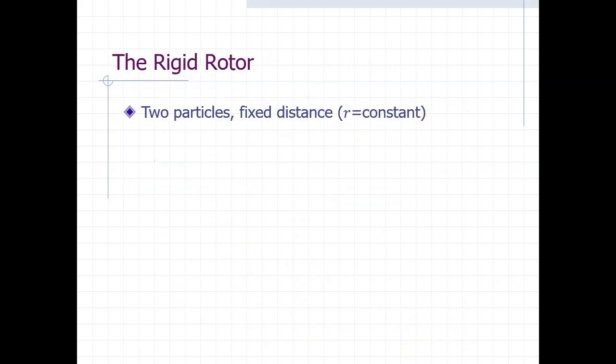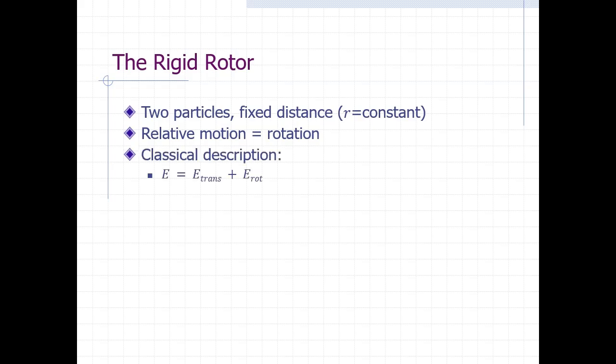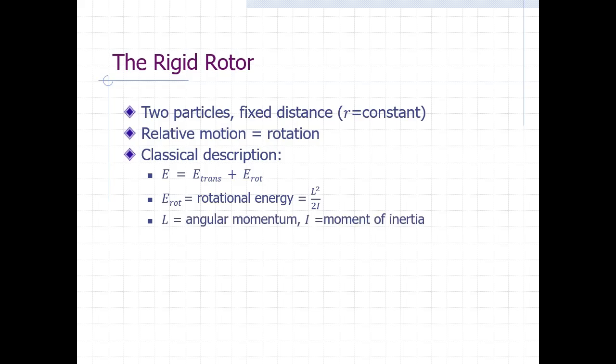The rigid rotor is a two-particle system for which the distance between the two particles is fixed. Therefore, the relative motion of the two particles can be described as rotation. No vibration is involved. Classically, the total energy is just equal to the translational kinetic energy plus the rotational energy. The classical rotational energy can be shown to be L squared over 2I, where L is the angular momentum, and I is the moment of inertia. The moment of inertia can be shown to be equal to mu times the square of the fixed distance between the particles.